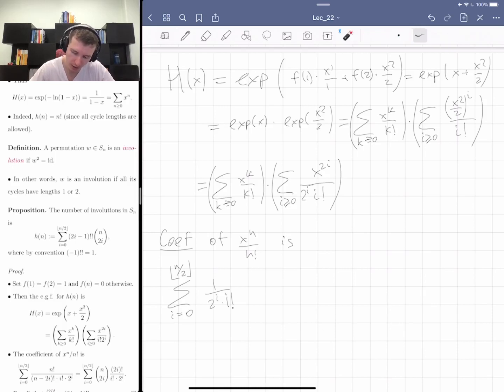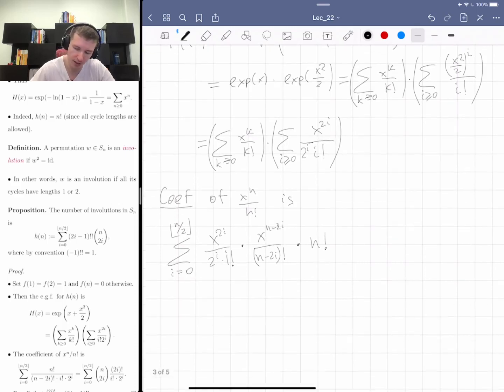And then you have to get the rest of the x's from the first sum. So the first sum contributes x to the n minus 2i over n minus 2i factorial. But now if I want to extract the coefficient of x to the n over n factorial, I have to multiply by an extra n factorial. And then I have to erase the x's, because they correspond to x to the n. So 1 and 1. And that's it.